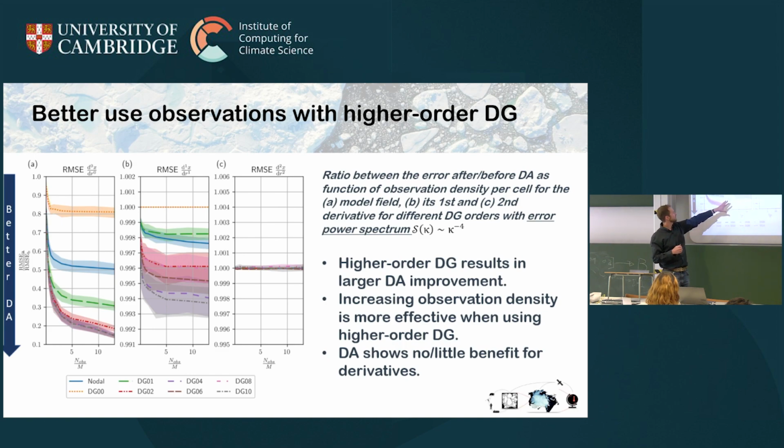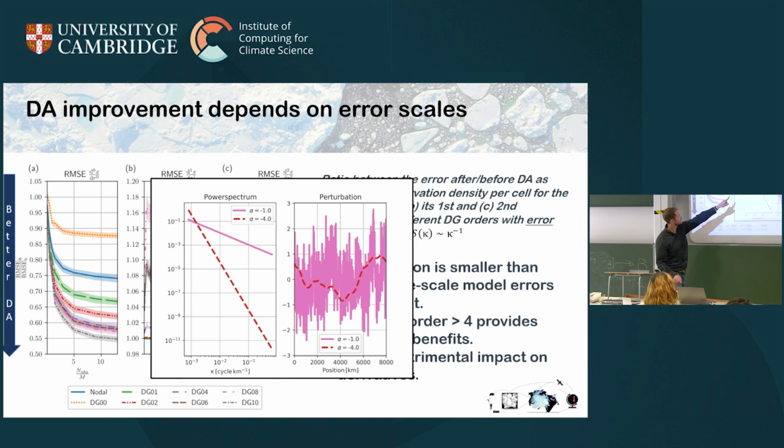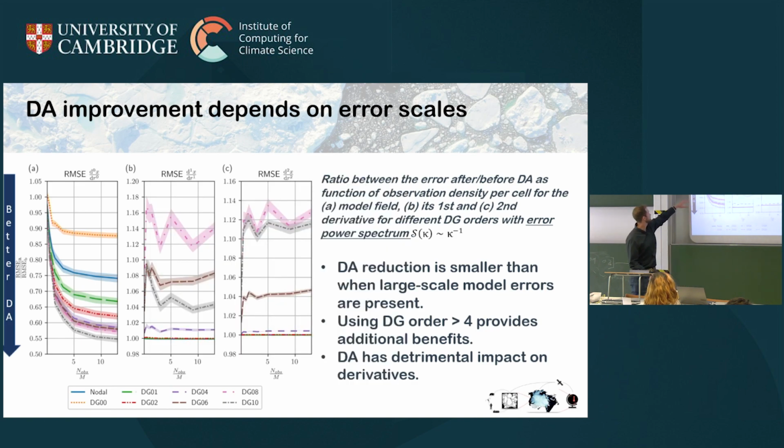For the derivatives, we don't see much improvement. Now this is for ensemble members with a red spectrum. If we now look at the ensemble results from using a pink spectrum, then we see that the root mean square error ratios are higher in general, but that in this case additional reduction can be achieved by using higher DG orders, and in this case there's actually even some deterioration in the derivatives.